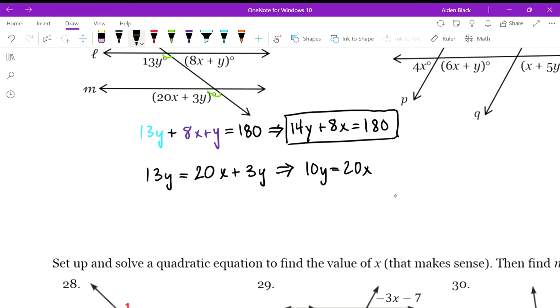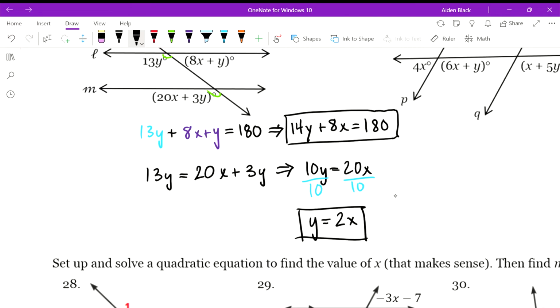Now, this seems like it'll be the simplest one for me to put in terms of y. So, in other words, y in terms of x. I would divide both sides by 10, which would give me y is equal to 2x.